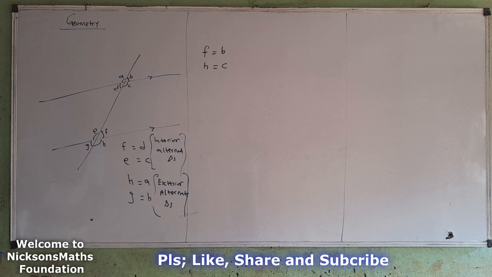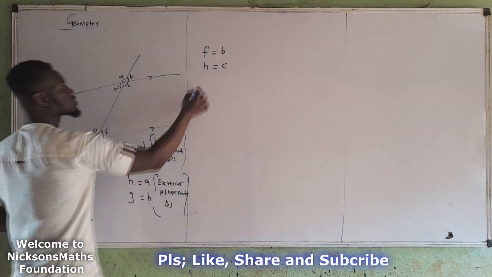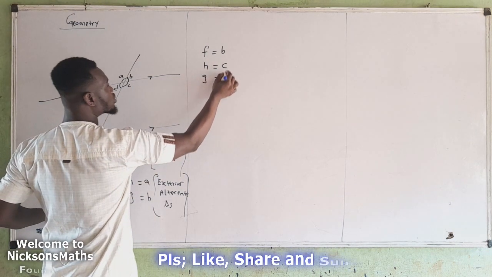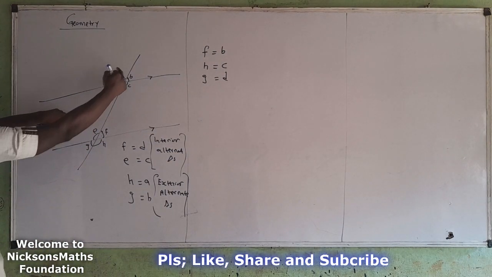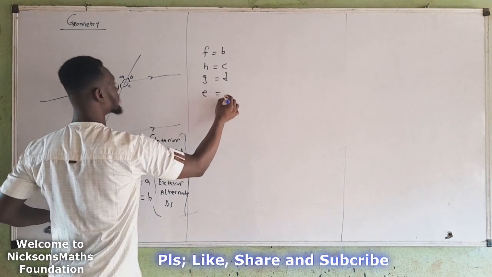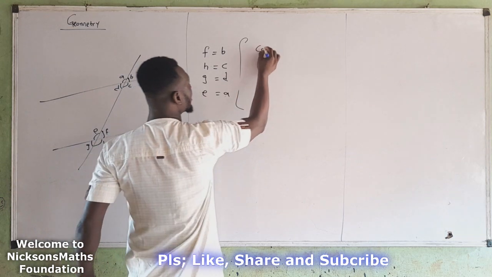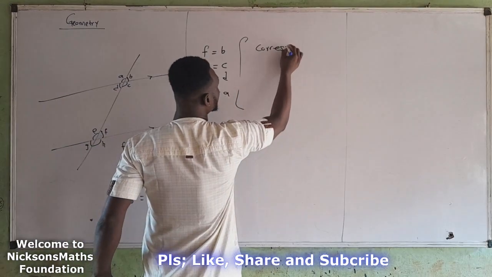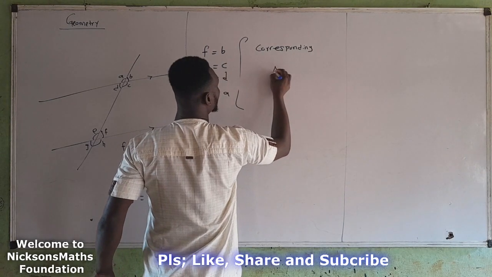Alright, so if you look at the position of G here and the position of D here, you also see that G is equal to D. And if you look at the position of E and the position of A here, you can also conclude that E is equal to A. The reason being that all of them are corresponding angles.